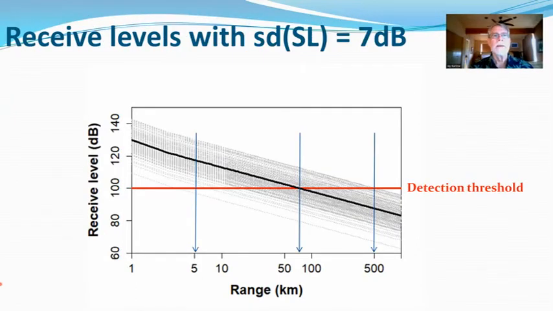Here you see what the receive levels look like when some noise variation is added to the source level. I assumed a normally distributed source level with a standard deviation of 7 dB. And what you can see is that the receive levels cross the detection threshold at from 5 kilometers to as much as 500 kilometers.